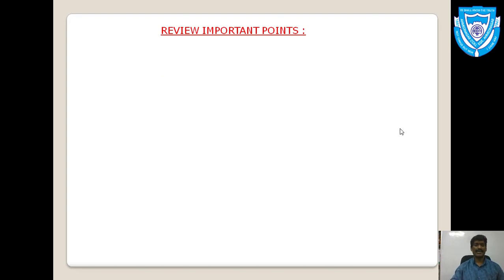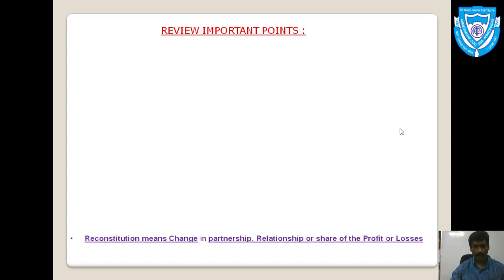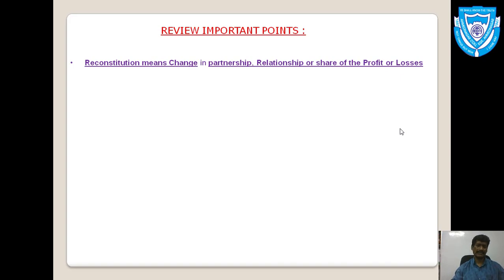So once again friends, we have seen so many points in retirement of partnership. So let us see which are those points. Let us review some important points. Number 1, reconstitution means change in partnership relationship or share of profit or losses. रिकॉन्स्टिट्यूशन म्हणजे काय मित्रांनो, तर पार्टनरशिपमध्ये बदल किंवा रिलेशनशिप किंवा शेअर ऑफ प्रॉफिट ऑर लॉसेस, त्यांच्या प्रॉफिट अँड लॉसेसमध्ये काही शेअरमध्ये काही चेंज झाले, बदल झाले, त्याला आपण रिकॉन्स्टिट्यूशन असे म्हणणार आहोत.